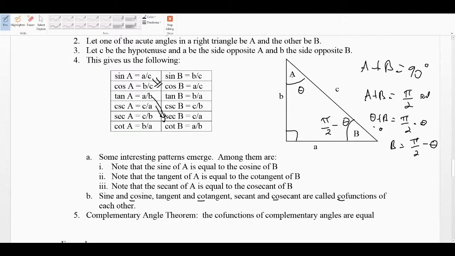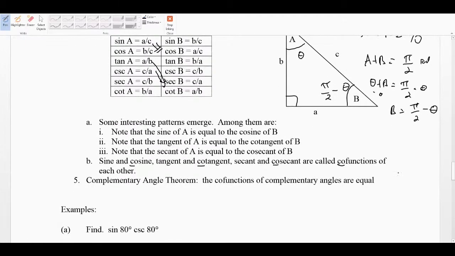So the sine of A is equal to the cosine of B. The secant of A is equal to the cosecant of B. And the tangent of A is equal to the cotangent of B. In fact, I could probably write those down for you. I'm going to leave off the theta. A and B are complementary angles.